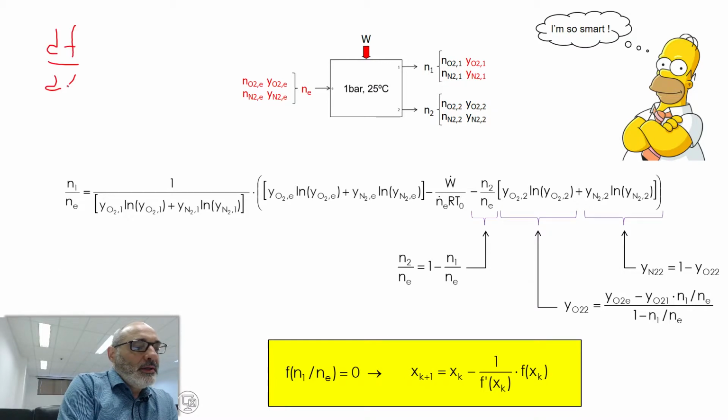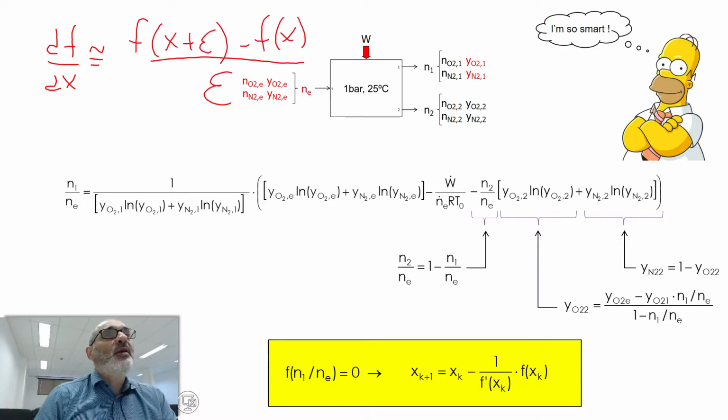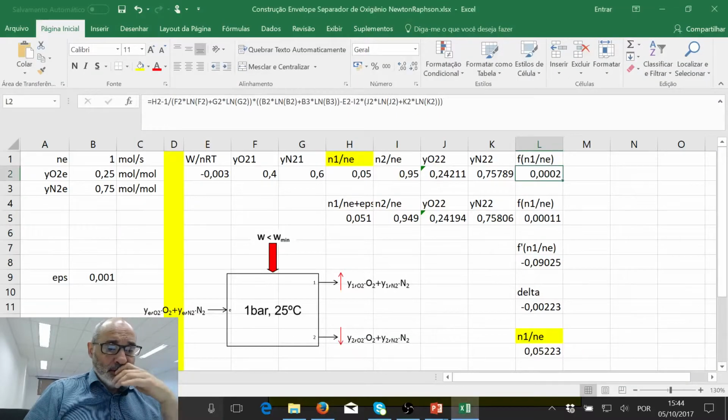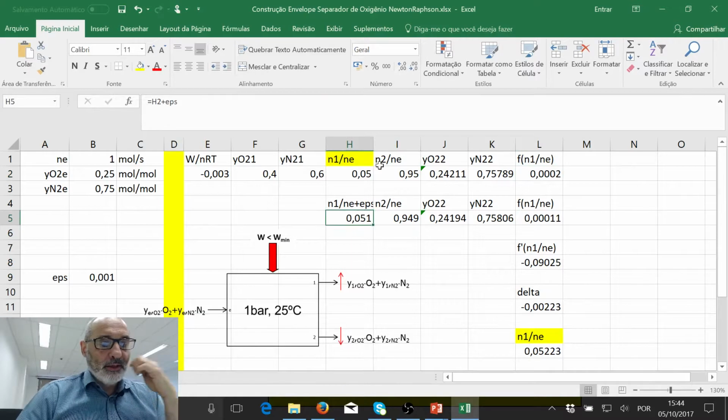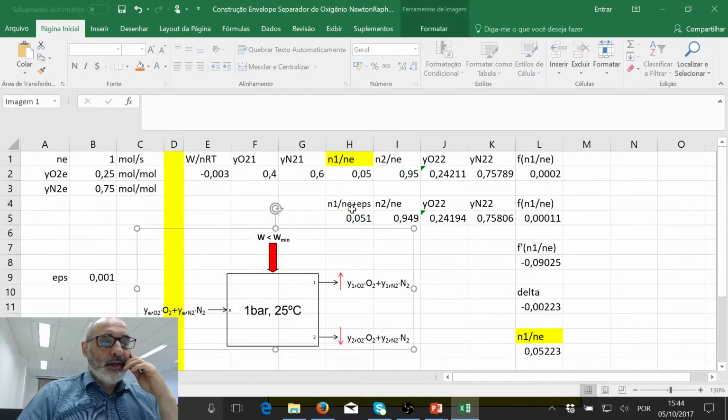df/dx, we're going to estimate this as f of x plus epsilon minus f of x, divided by epsilon. Epsilon is a small variable. This is actually the definition of derivative. When you make epsilon go to 0, in the limit it becomes the derivative. So that's what I'm doing here.